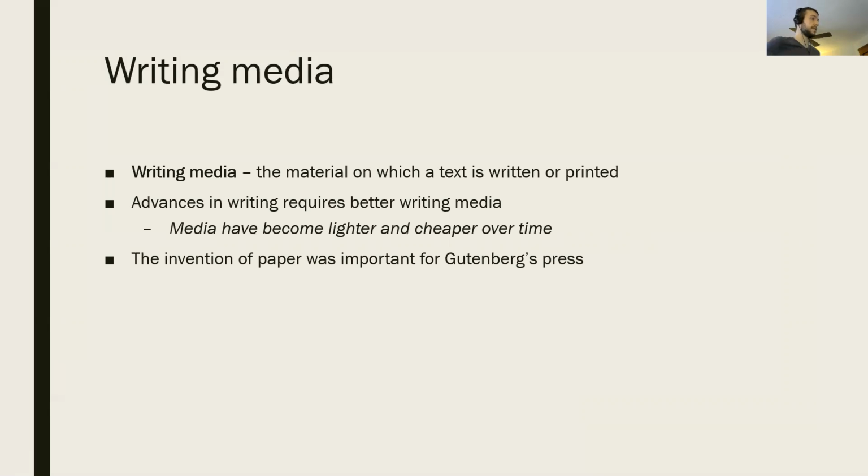More specifically, one important fact that demonstrates the importance of the writing medium was how the invention of paper was very important for Gutenberg's printing press to be successful. The reason for this is that paper as a material is much more available in Europe and much cheaper compared to vellum, which is made of animal skins. So we'll talk about that in this lesson.